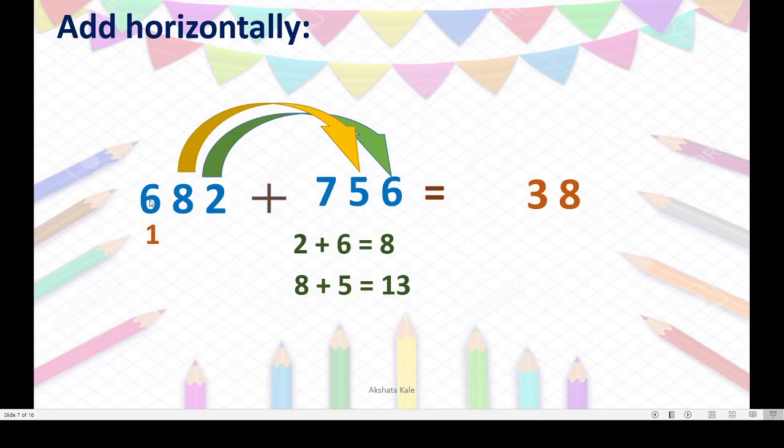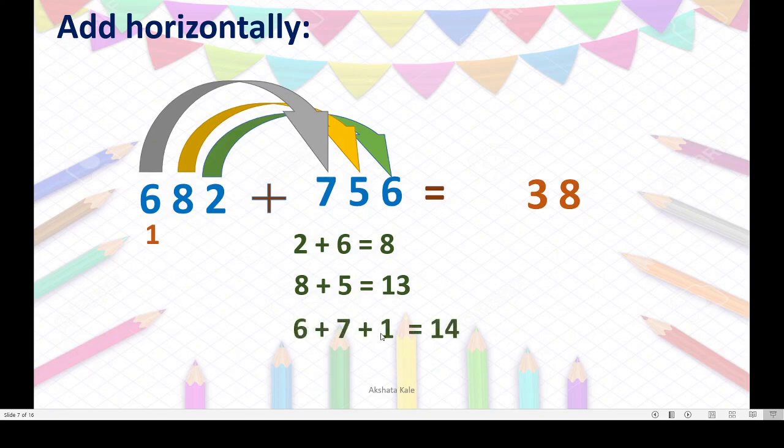Now what we will do? Here in the hundreds place 6 is there and 7 is there. We will add 1 to them. See, like this. Okay, 6 plus 7 plus 1. All the three numbers we are going to add. What we got? 14. Correct? So 14 we will write here, because there are no more numbers to the left side. Okay?